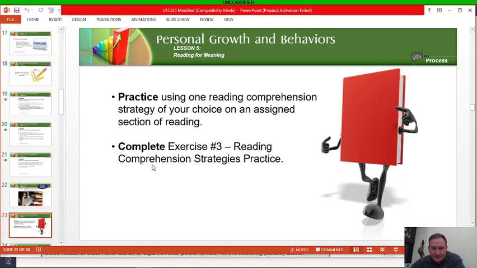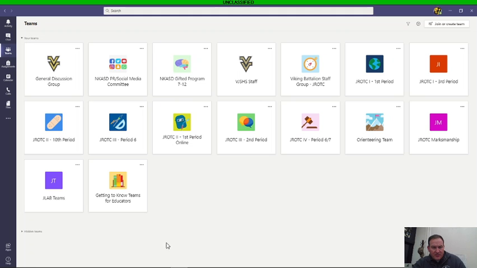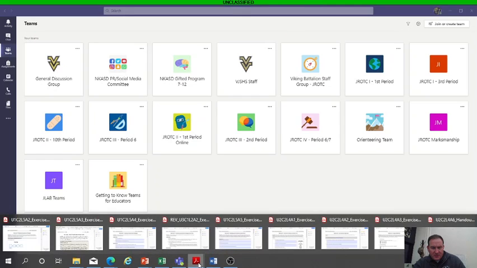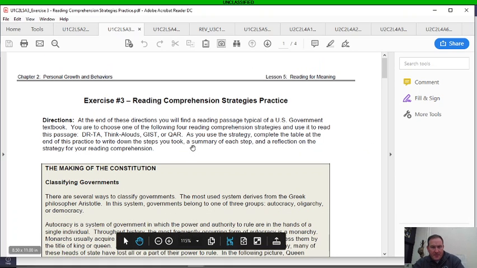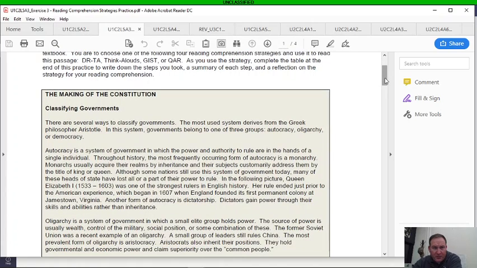Okay. We're going to do a little practice thing here with exercise 3. I'm not going to assign you any additional reading. We're just going to go with this one. Okay. And, wrong one. Let's go to, here we go. Reading comprehension strategies practice. Okay. So I'm just going to read it through with you. You can take a look here on the screen, or again, you have the ability to download this since it is in your folder.